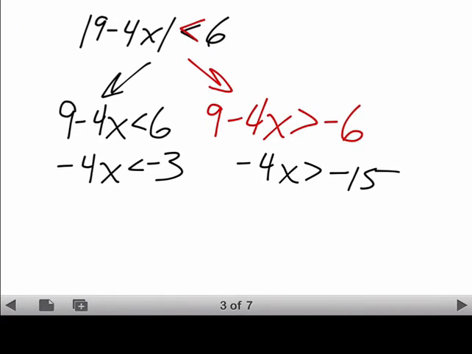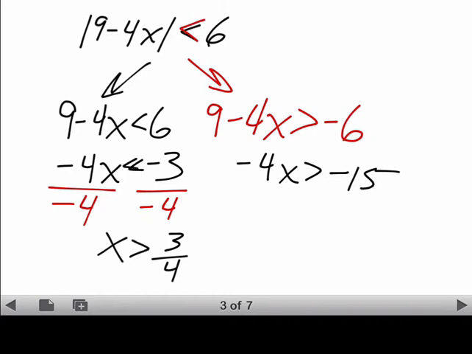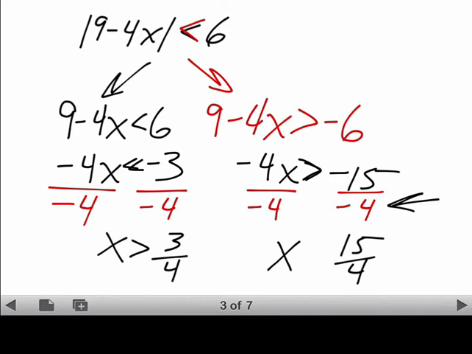And now I'm going to divide. Notice I'm going to divide by a negative 4. And the rules for dividing an inequality by a negative are still going to apply. So I have x on the right-hand side is 3/4, but the less than turns into greater than. For the other inequality, I had negative 4x is greater than negative 15. When I divide both sides by negative 4, we have x on one side, 15/4 on the other, and because I divided by a negative 4, the inequality symbol is going to reverse.